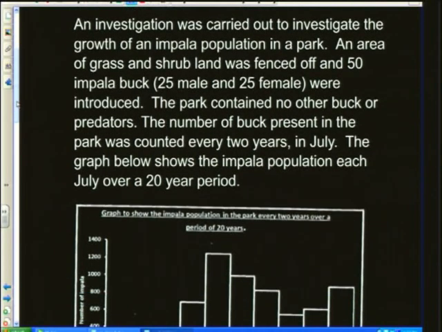An investigation was carried out to investigate the growth of an impala population in a park. An area of grass and shrubland was fenced off, and 50 impala buck, 25 male and 25 female, were introduced. The park contained no other buck or predators. The number of buck present in the park was counted every 2 years in July. The graph below shows the impala population each July over a 20-year period.